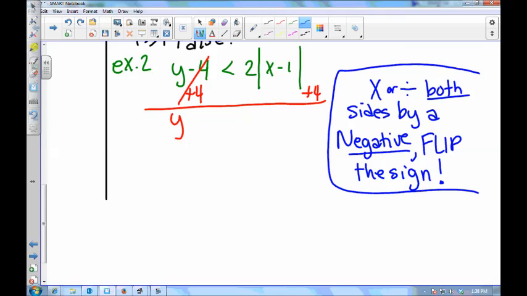Okay, Danny, get a piece of paper out. Start with example 2, so you know how to do your homework. So, we added. Do we need to flip the sign since we added? No, so it will stay less than. And outside the absolute value is the +4. You don't add the 4 to the -1. That doesn't work. Outside the absolute value.